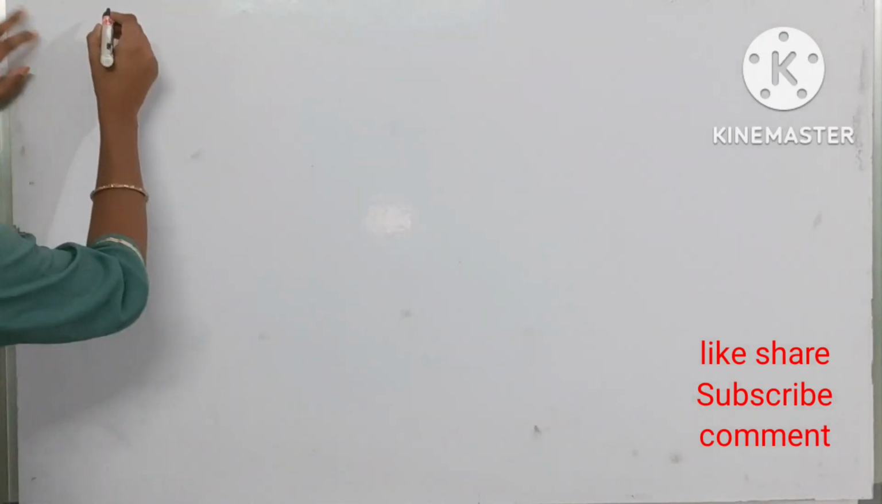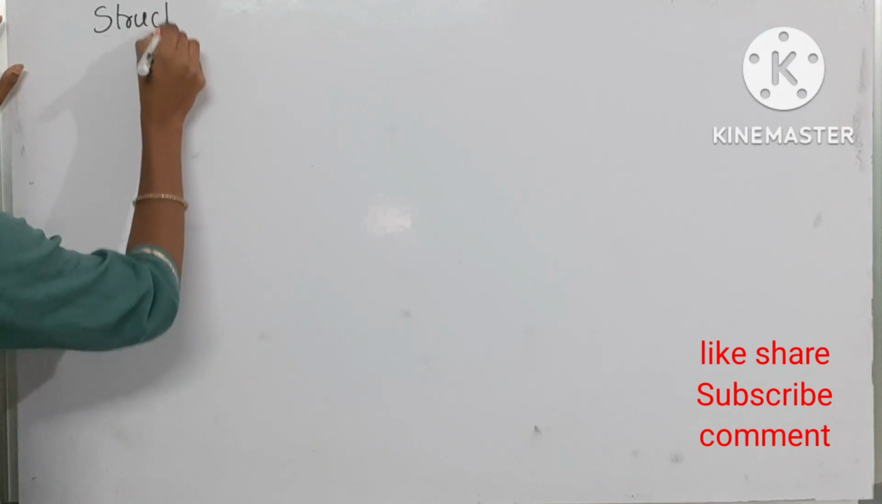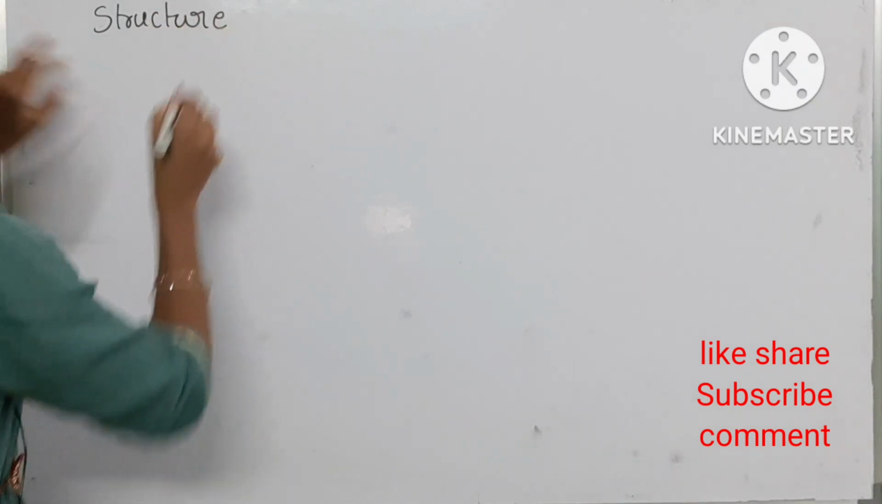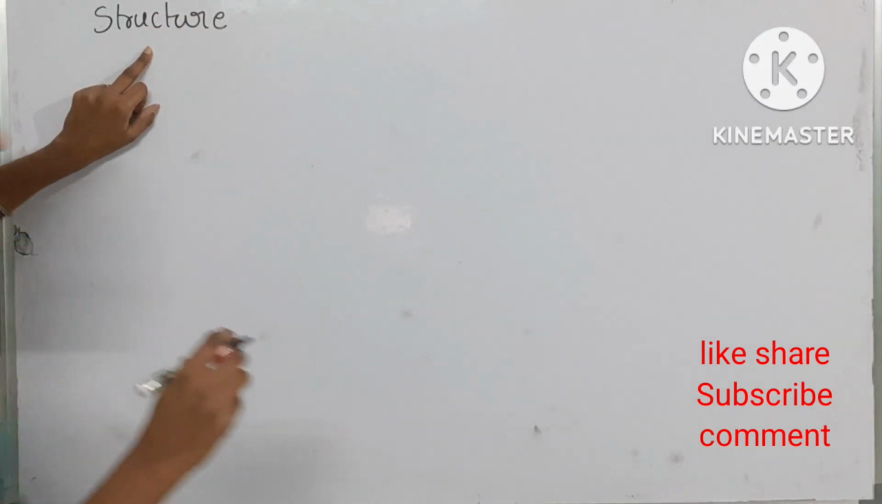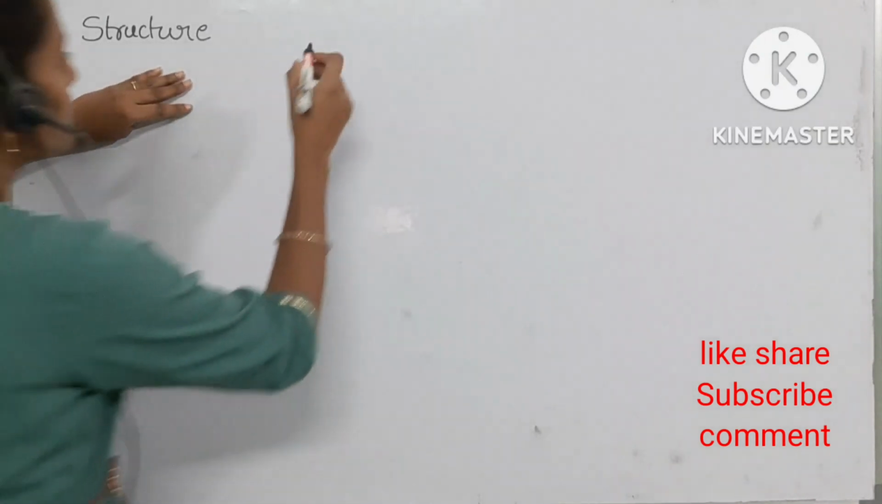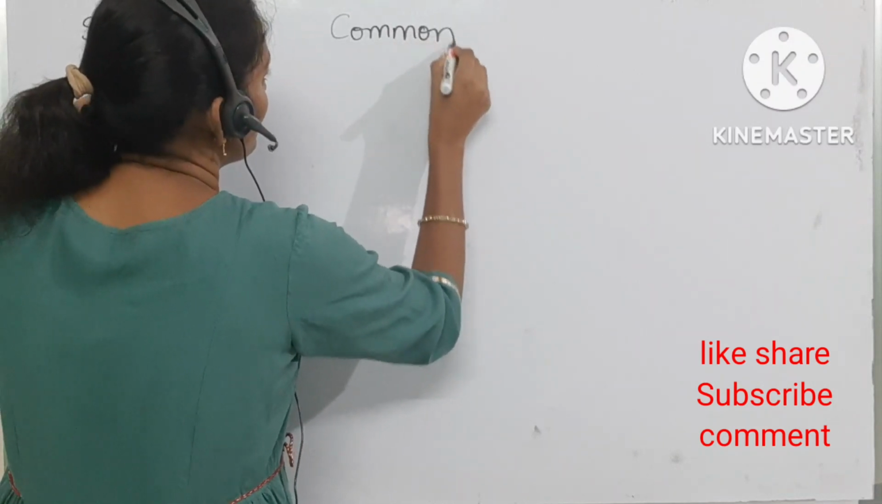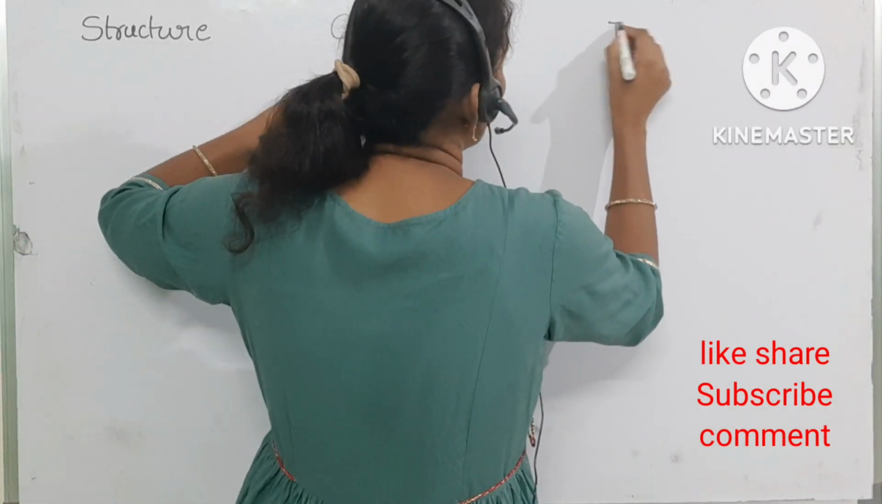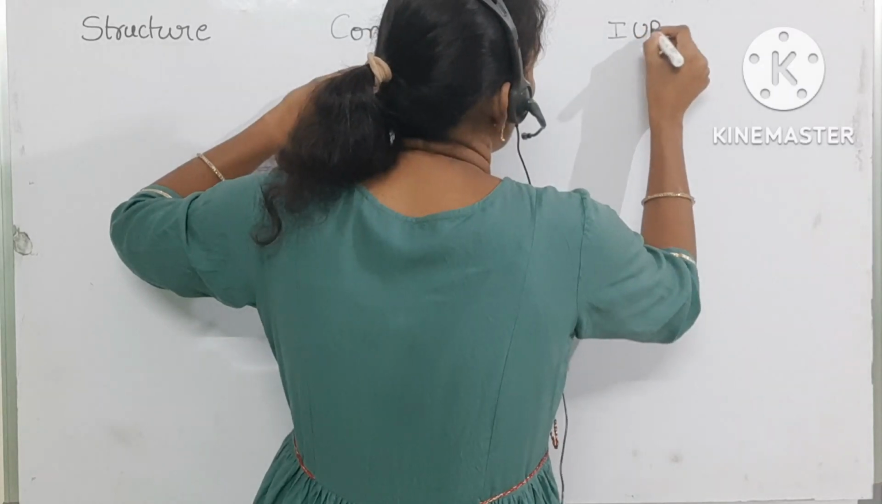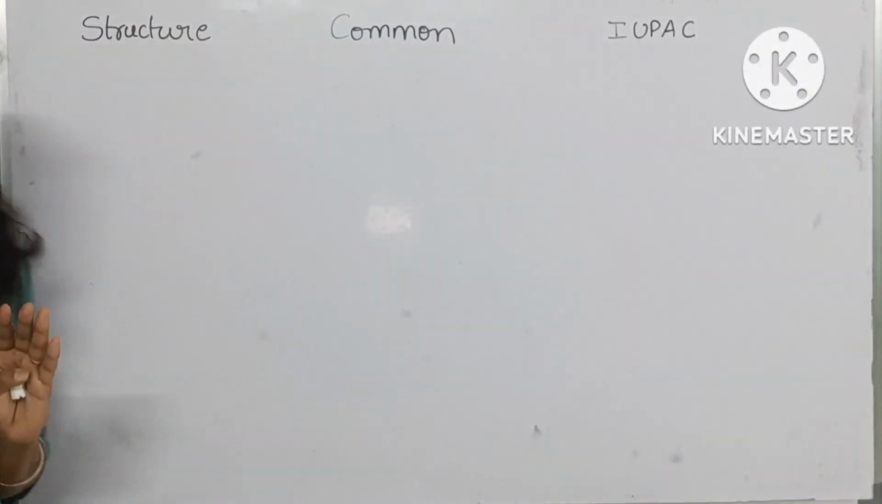See, here I am going to take a structure of a carboxylic acid. This is the structure of a carboxylic acid. I think I should write it down. Next one is the common name of a carboxylic acid. And the third one is the IUPAC name of a carboxylic acid.